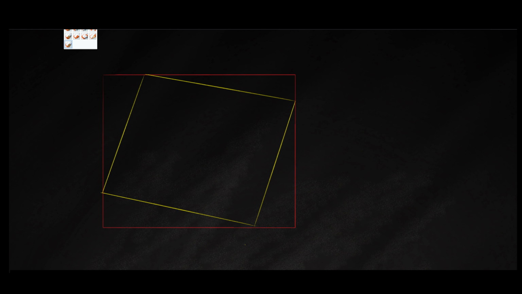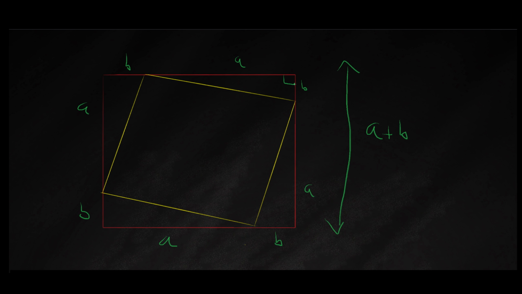Let's go over proof of the Pythagoras theorem. Let's name the sides A, B, and C as you see on the screen. This makes the length of one side of the square A plus B. The area of the big square is A plus B squared.